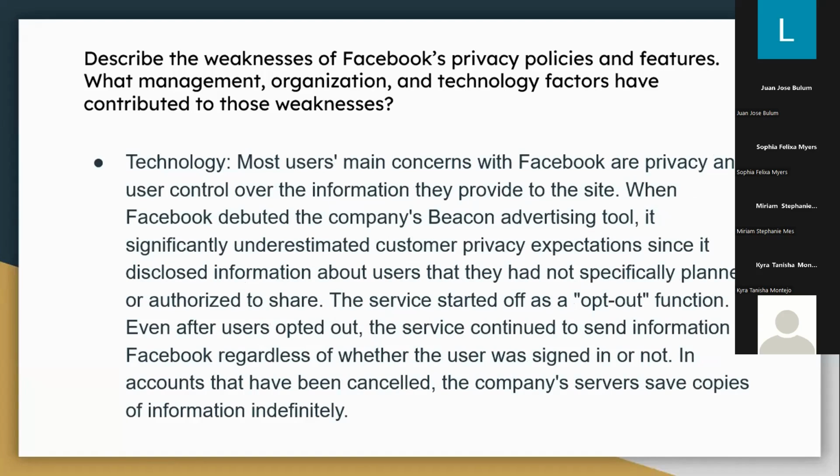So, most users' main concern with Facebook is privacy and user control over the information they provide to the site. When Facebook debuted the company's Beacon advertising tool, it significantly underestimated customer privacy expectations, since it disclosed information about users that they had not specifically planned or authorized to share. The service started off as an opt-out function. Even after users opt out, the service continued to send information to Facebook regardless of whether the user was signed in or not. In accounts that have been canceled, the company's servers have saved copies of information indefinitely.